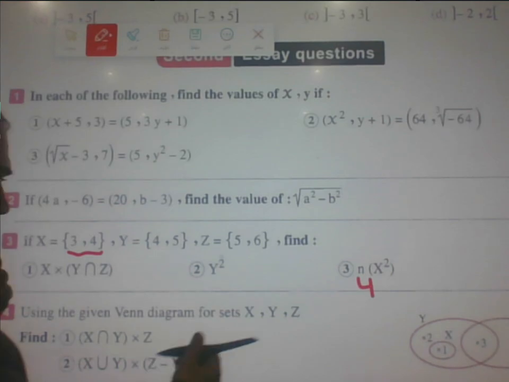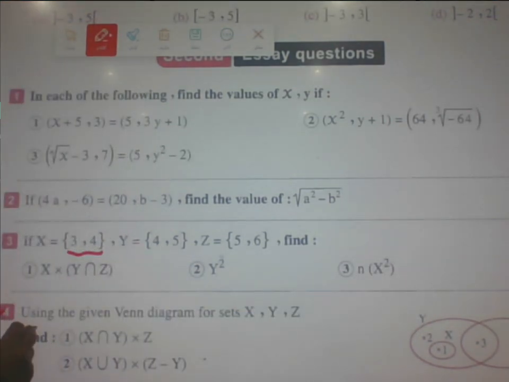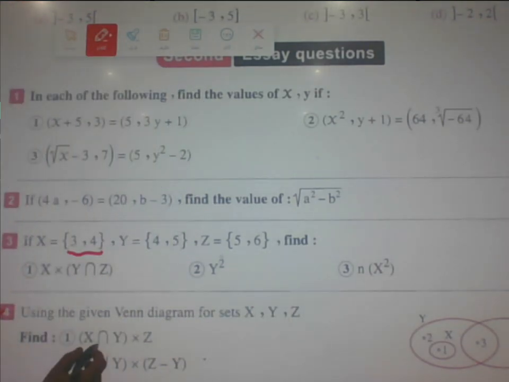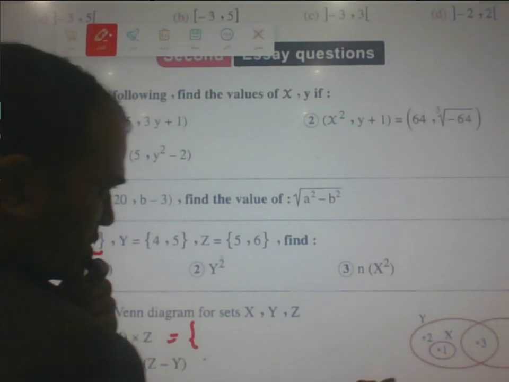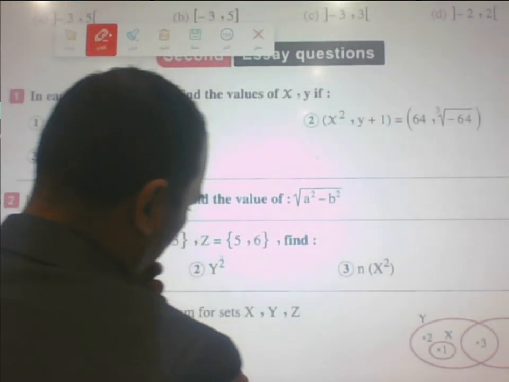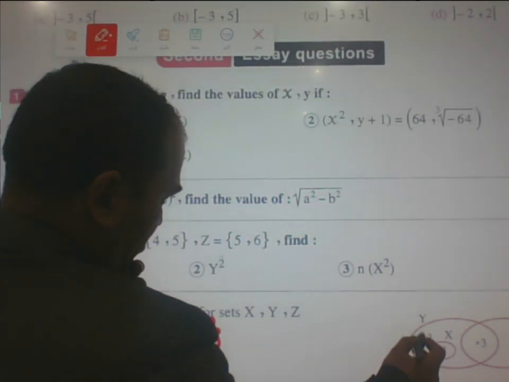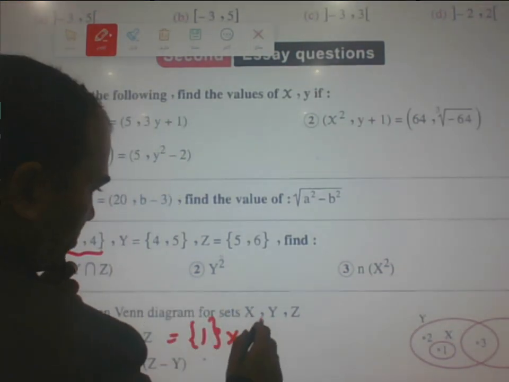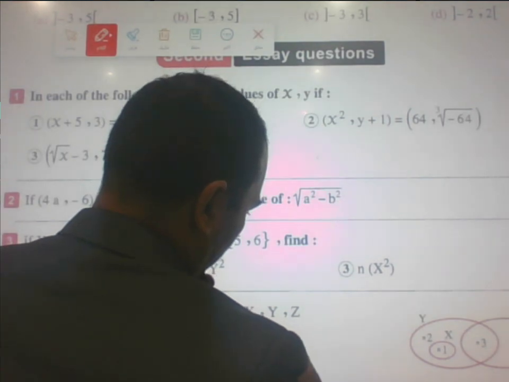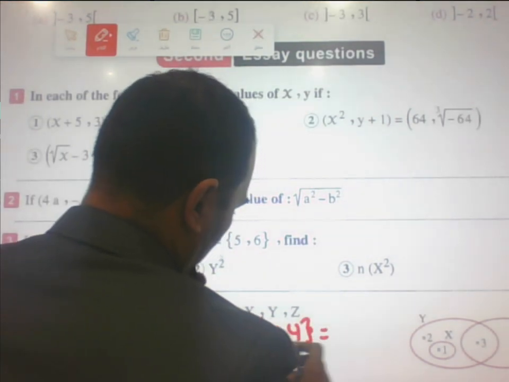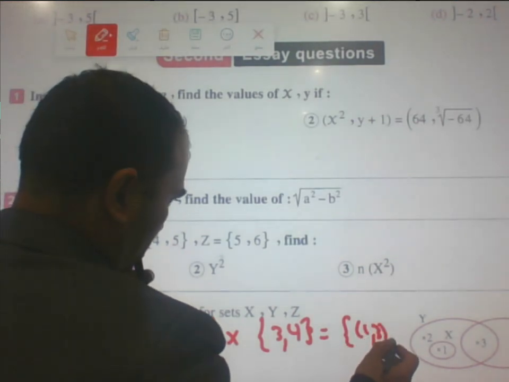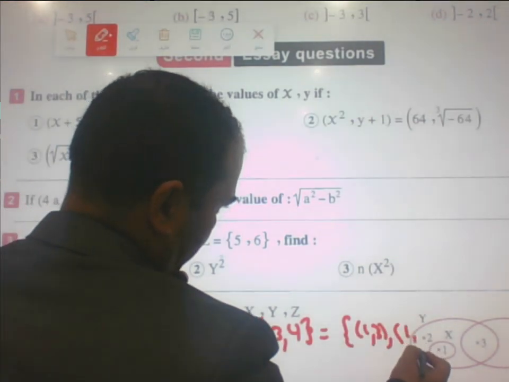Okay. Number 4. Using the given diagram, we have a Venn diagram here, to find the intersection between X and Y, Cartesian product with Z. X intersection Y will be X, it will be the set {1}, because X here is a subset of Y. The intersection will be 1. Cartesian product with Z. Z was {3, 4}. We can write the answer: (1, 3) in brackets, and second (1, 4).